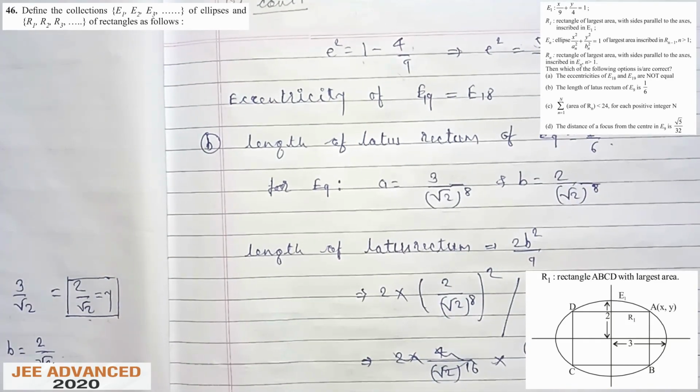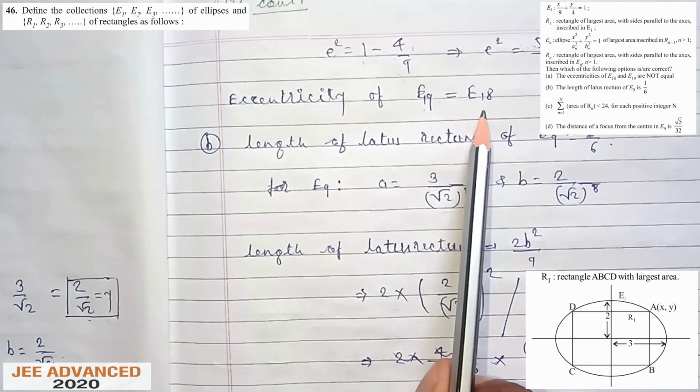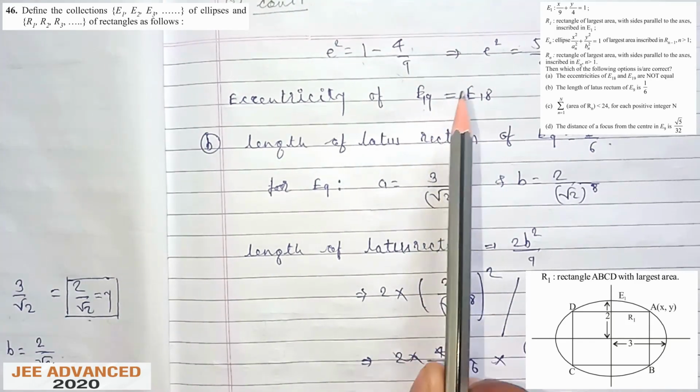Keep that in mind, because we need this term in the next options. So the first option is wrong here. The eccentricity of E19 and E18 is equal, but they have given it as not equal. That's why it is wrong.